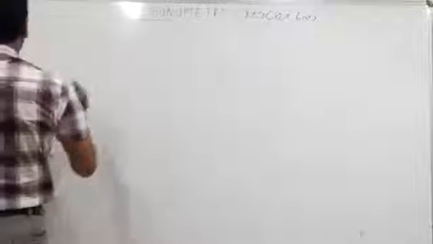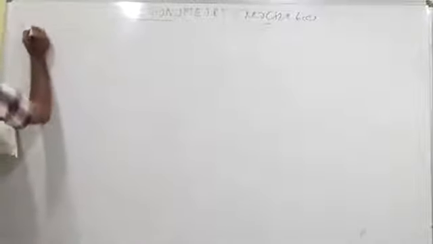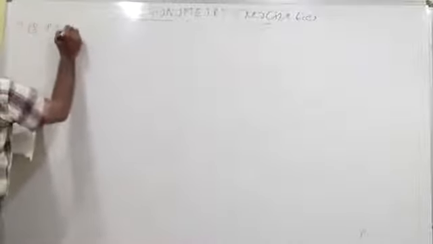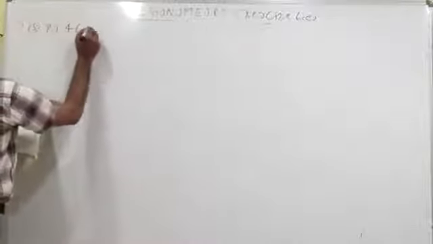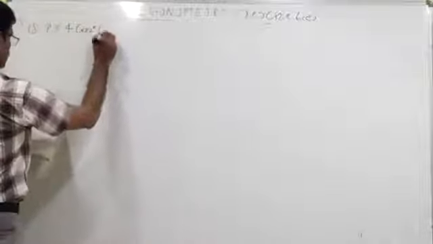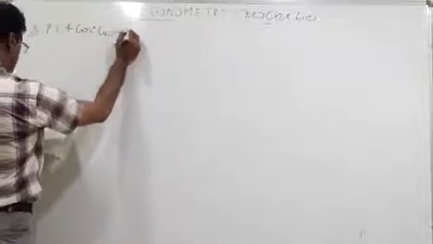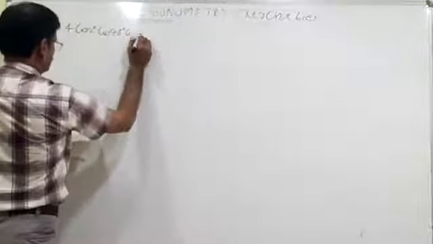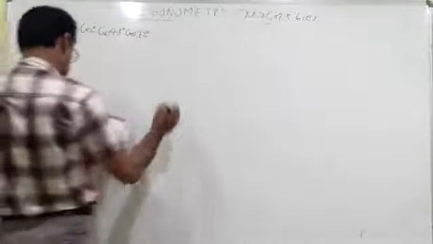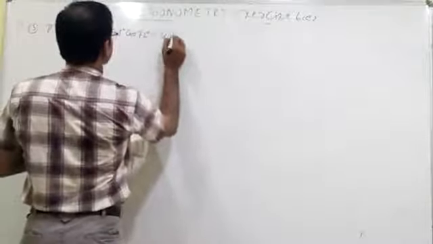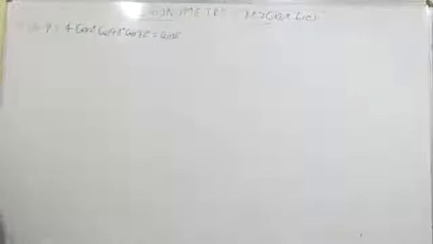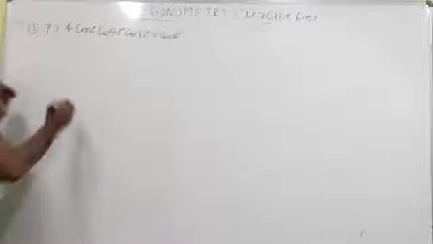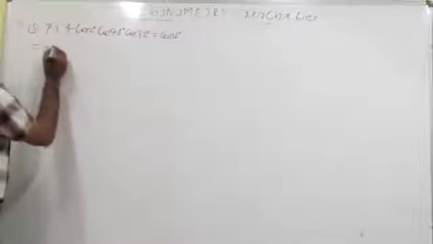Roman number 2, fifth question. Prove that 4 cos 12 degrees cos 48 degrees cos 72 degrees is equal to cos 36 degrees. 12 plus 72, how much? 84. Anyhow, no problem.